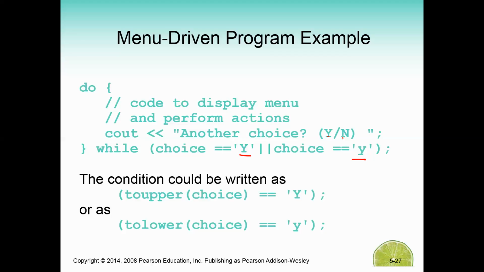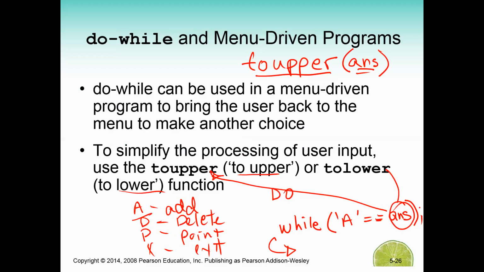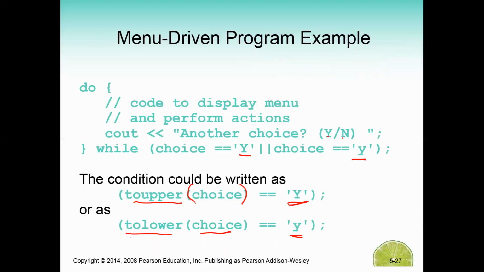And if the letter is correct, but the case is not, the whole thing is going to be false. So to change that, we use toUpper, just like I explained, and then in parentheses choice, and then we can compare it with an uppercase Y. Or we can use toLower on choice, and then compare it to a lowercase y. Those are two functions that are very useful when we're working with a menu or with any input that the user gives us.